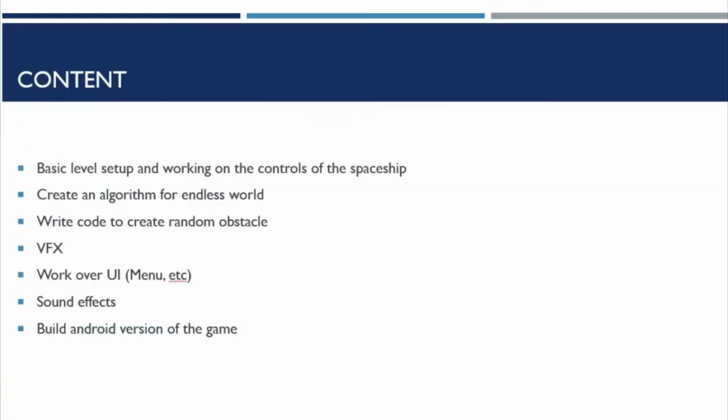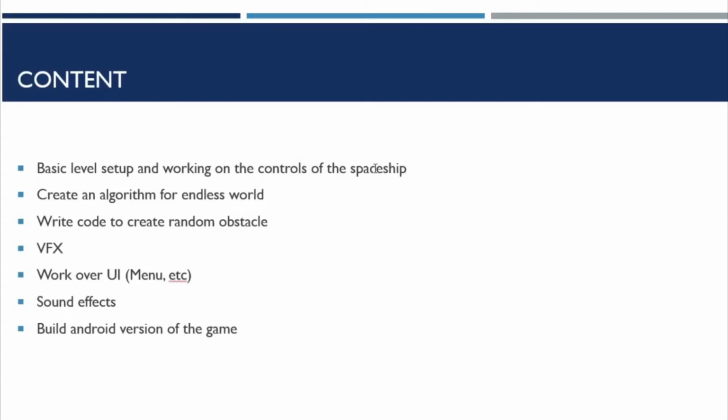So the next thing we are going to do is take a look over the content of this section. In this section we are going to understand several important things while using Unity. This is what we are going to learn while creating this game. The first thing is the basic level setup and working on the controls of the spaceship. Of course, we are going to take a look over this because we want to create a specific type of game, right?